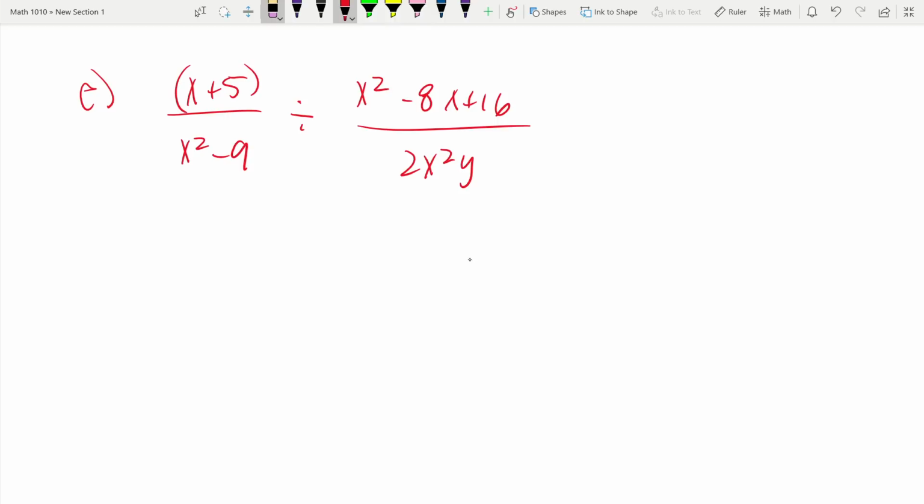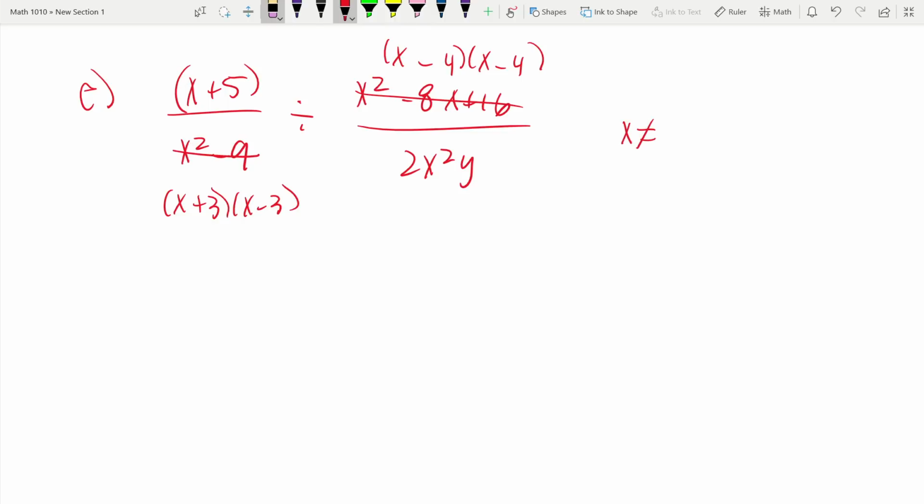First one won't factor. Bottom one factors to x plus 3 times x minus 3. This factors to x and x. Signs are the same, they're both negative. 4 and 4 multiply to give me 16 and add to give me 8. That guy's gone. This guy won't cancel. Factor.